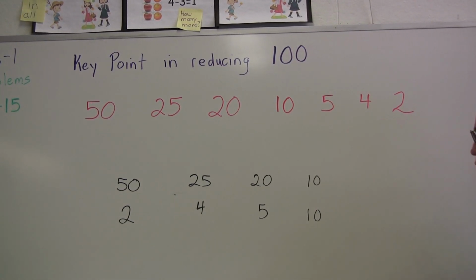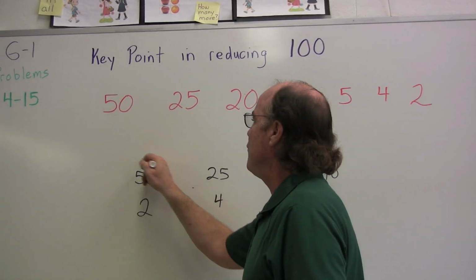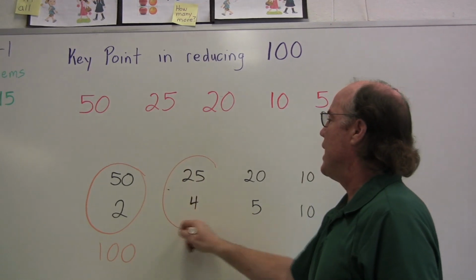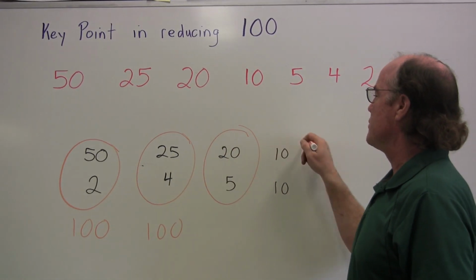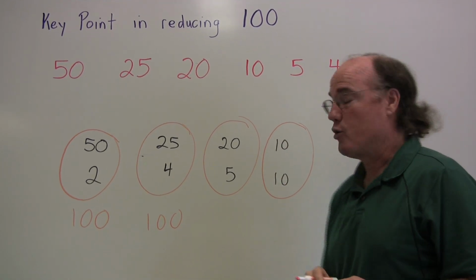Now, some of you, your brains might think better in pairs. 50 times 2 is 100. 25 times 4 is 100. 20 times 5 is 100. And 10 times 10 is 100.